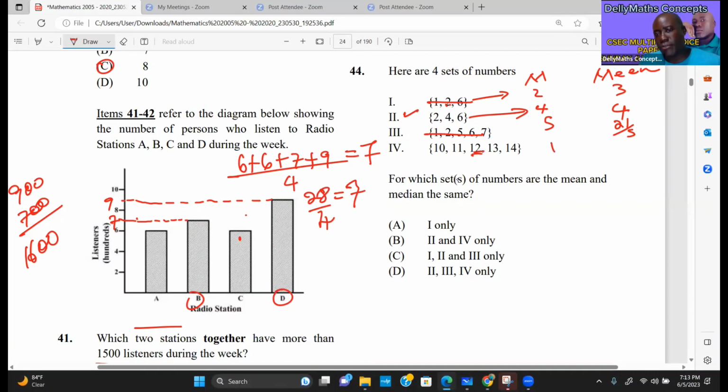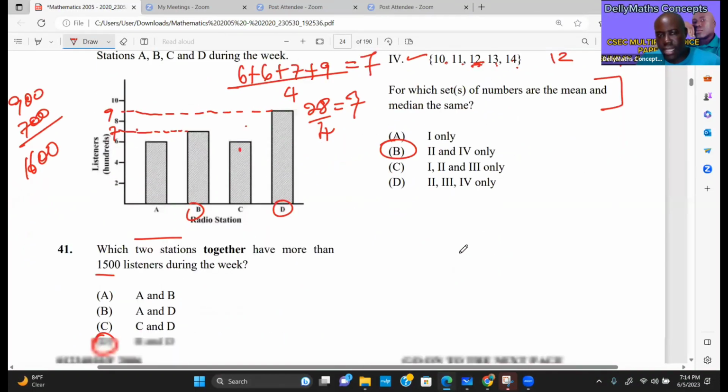This one, the median is 12. Let's add up these numbers. 10 and this, 21. 21 plus this gives you 33. 33 gives you 46. And 46 plus that gives you 60. 60 divided by 5 is 12. So this works as well. So it's 2 and 4. This one you have to spend the time on. You're picking up the median, and you're working out the mean, and you want to see which ones have the median and the mean the same.